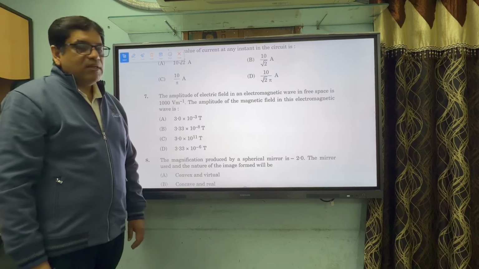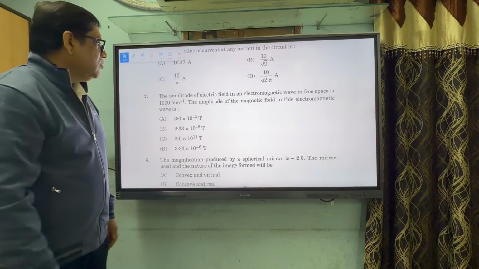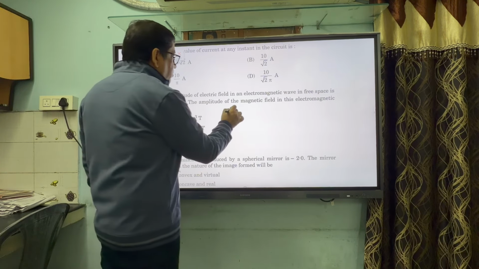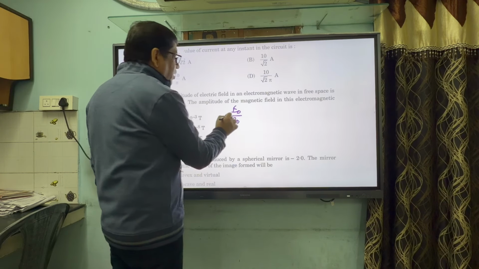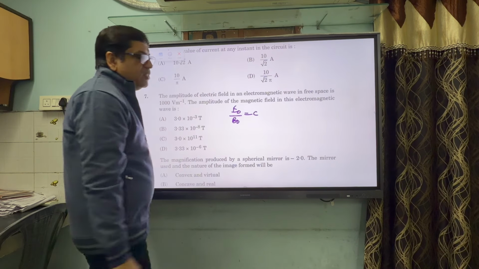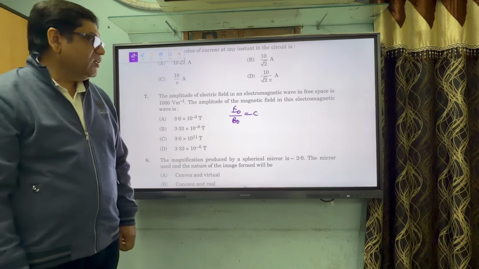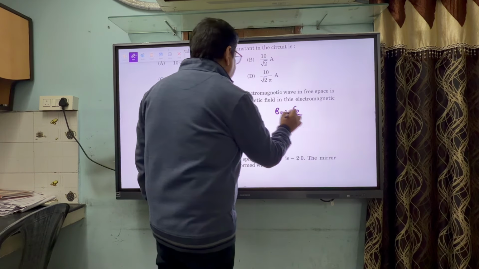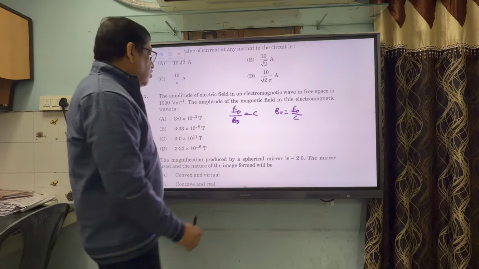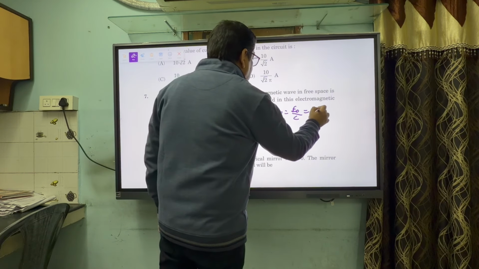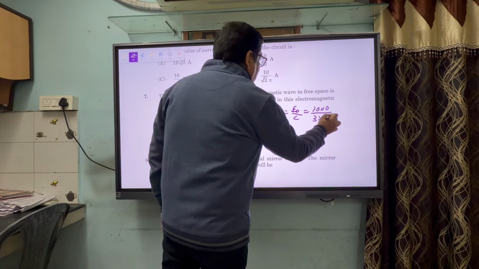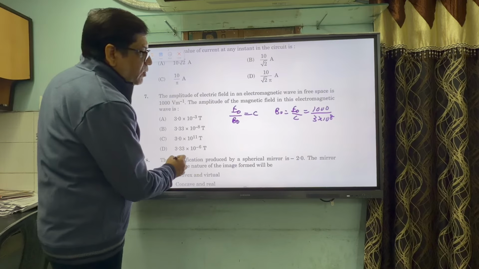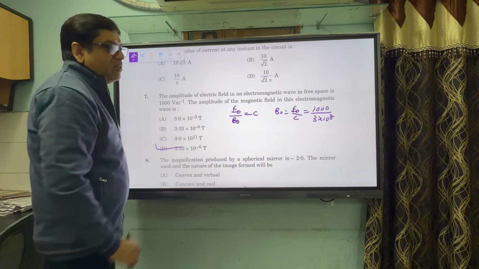The amplitude of the electric field in an electromagnetic wave in free space is 1000. We have to tell the amplitude of the magnetic field. There is a relationship between E naught and B naught: the ratio of the amplitude of the electric field to the magnetic field is the speed of light. That is in the properties of EM waves, you will find it in Unit 5. So what is B naught? It is E naught by C. The value of E naught is given as 1000. C is 3 into 10 power 8. Dividing, the answer will be 3.33 into 10 power minus 6. Answer is part D.